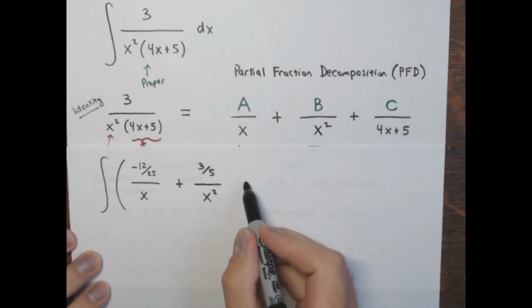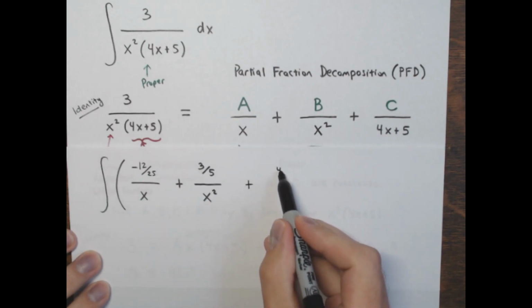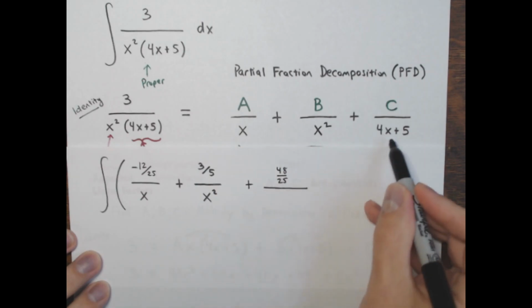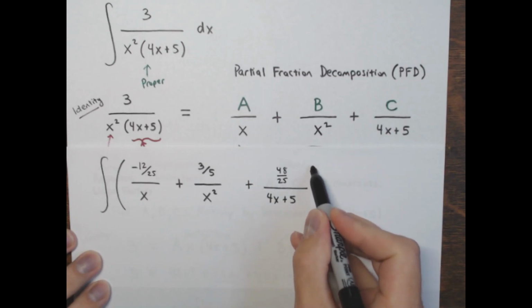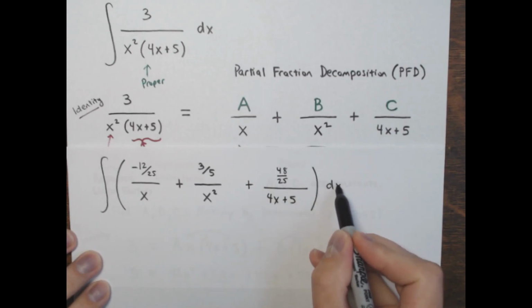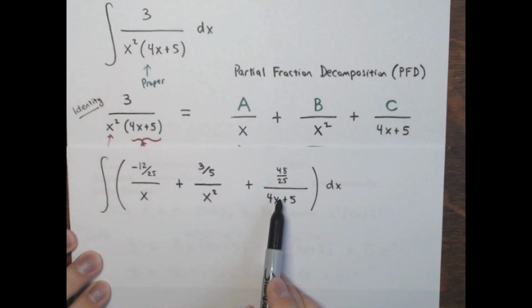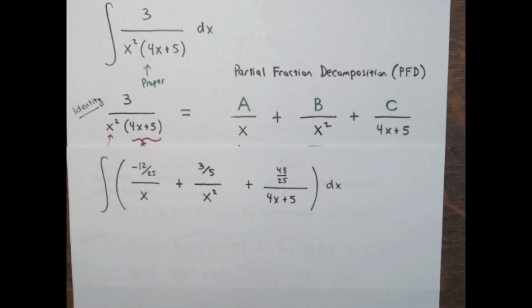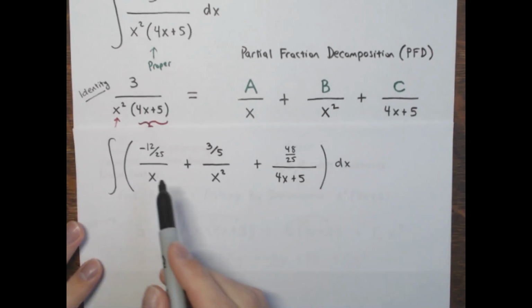And then lastly, plus, C was 48/25 over the linear, 4x plus 5, dx. So I've just rewritten this proper fraction as a sum of simpler proper fractions, all these, what they call partial fractions. And now I should be able to easily go through and integrate these.